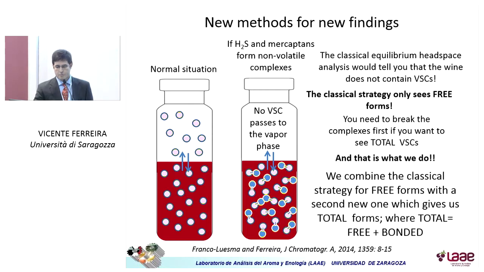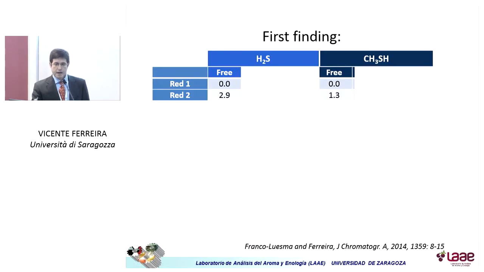So now we are able to see free forms plus total forms, so we can really measure free and bonded forms. Quindi adesso siamo in grado di misurare sia le forme libere che le forme legate per avere i composti solforati totali. So let's see what we have learned.